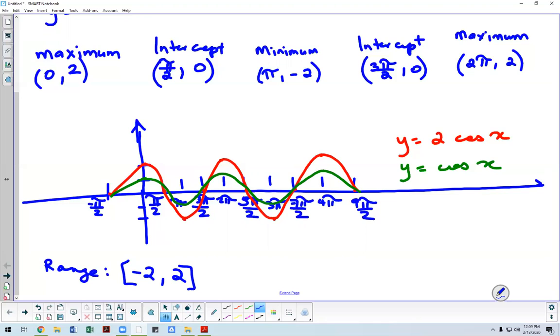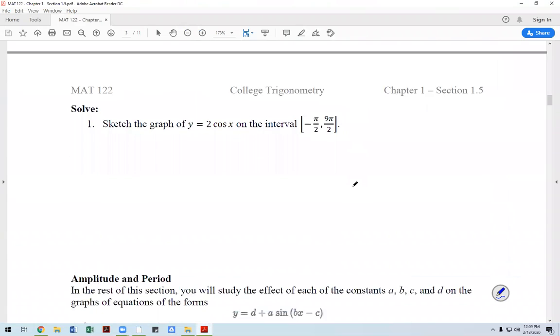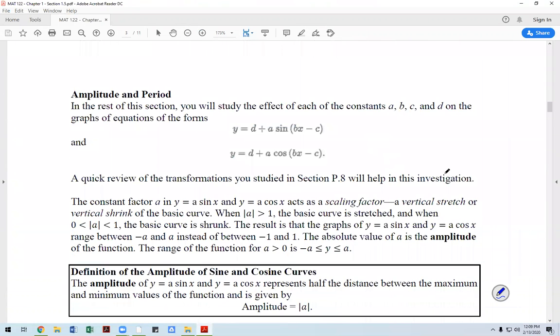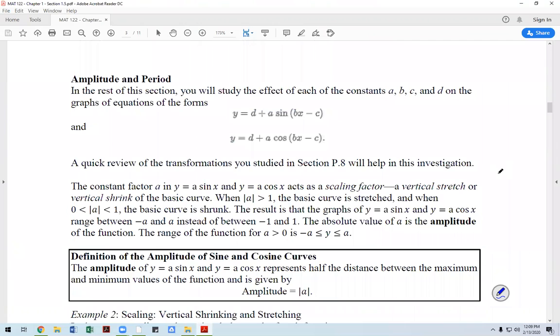Okay, so I know this is a very basic example, but do you have any questions on this guy so far? Now let's see what happens if we look into the amplitude and period for these guys.